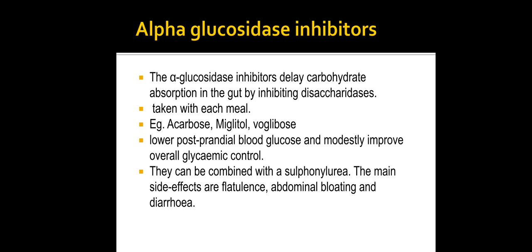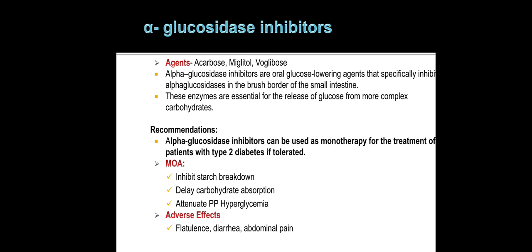They can be combined with the sulfonylurea. The main side effects are flatulence, abdominal bloating, and diarrhea. Flatulence, abdominal bloating, and GI upset can be very distressing in some patients, and that might result in stopping alpha glucosidase inhibitors. Examples are acarbose, voglibose, miglitol. They are oral glucose lowering agents that specifically inhibit alpha glucosidase in the brush border of the small intestine. They can be used as monotherapy for treatment of patients with type 2 diabetes if tolerated.